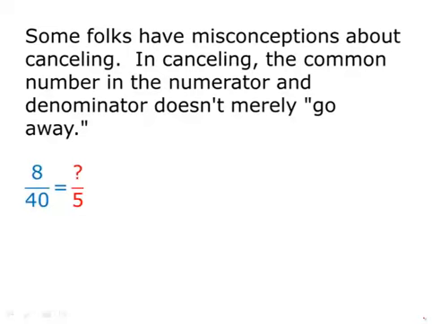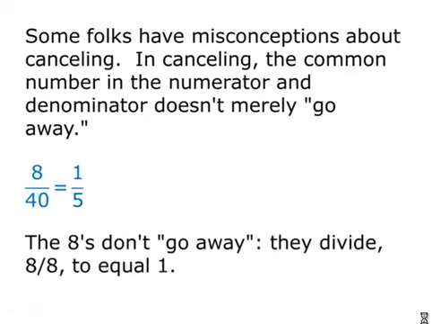Well, people who are stuck on the concept of 8's go away, well, then they wonder what happens in the numerator. What if the 8 goes away? What's left in that numerator? Instead of thinking of it in terms of the 8's go away, we cancel the 8's. That is to say, we divide by the 8's. And 8 divided by 8 is 1. The 8's don't go away. They divide 8 over 8 to equal 1. This is a crucially important idea for anyone who previously has been using the go away understanding of canceling.